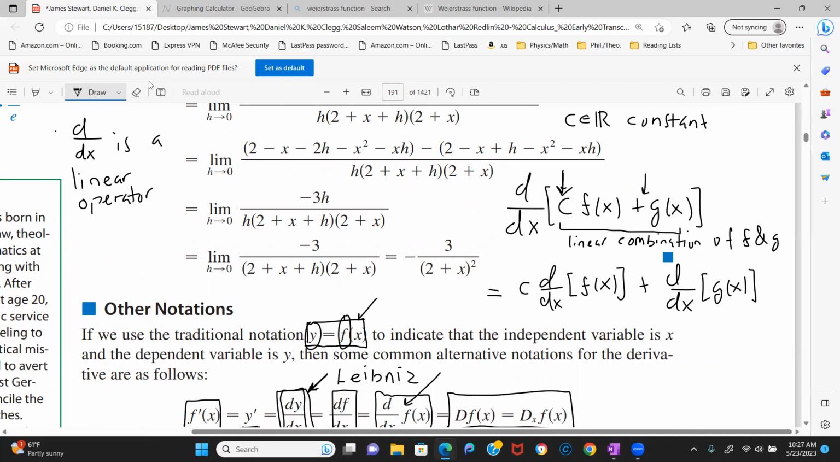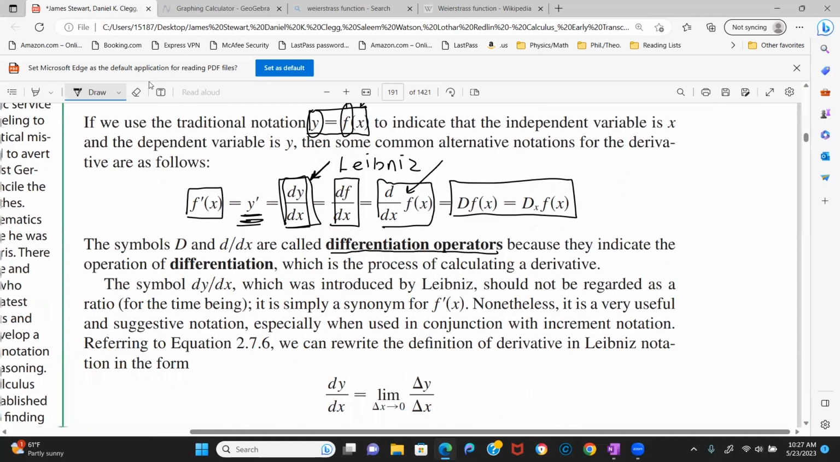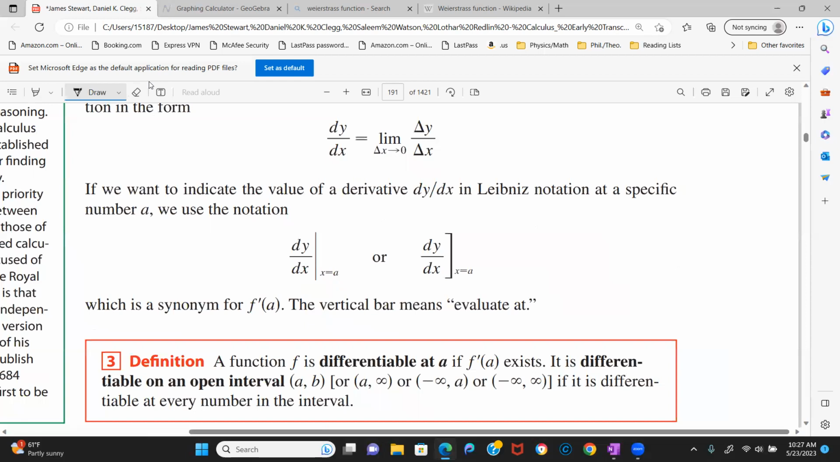And the fact that this rule, going from here to here, basically just follows from the fact that it's true for limits. You know that limits distribute over linear combinations of f and g. So you can bootstrap that in a sense to derivatives as well. So it's just more notation.